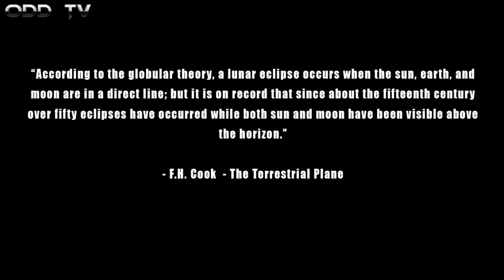Now, how is the Earth causing the shadow on the moon if the sun is still up above the horizon with the moon? In an old book by F.H. Cook called The Terrestrial Plane, it says this: according to the globular theory, a lunar eclipse occurs when the sun, Earth, and moon are in a direct line. But it is on record that since about the 15th century, over 50 eclipses have occurred while both sun and moon have been visible above the horizon.